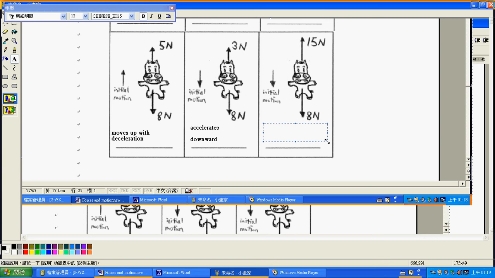So for the next case, it's got an initial downward motion, but the net force is upward, so it will move downwards with deceleration. Okay, and then it'll come to a stop, and finally it will accelerate upward.